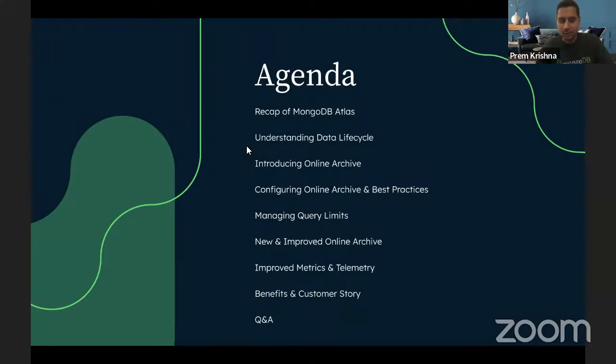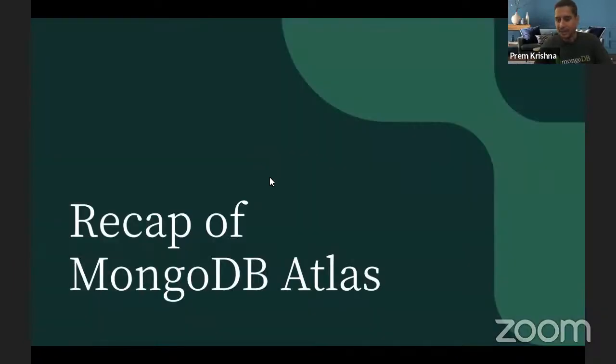We will talk about the new features of Online Archive, including managing query limits, and then the new and improved Online Archive, following which we'll be talking about some more features that we introduced with Online Archive that include improved metrics and telemetry. And then we'll cap it off by sharing some benefits and a customer story and giving enough time for the Q&A. And with that said, let us start with a recap about MongoDB Atlas.